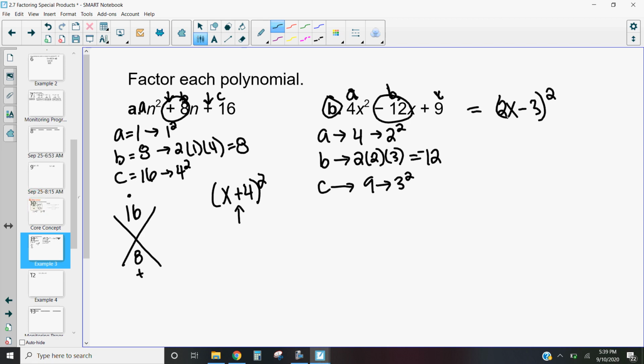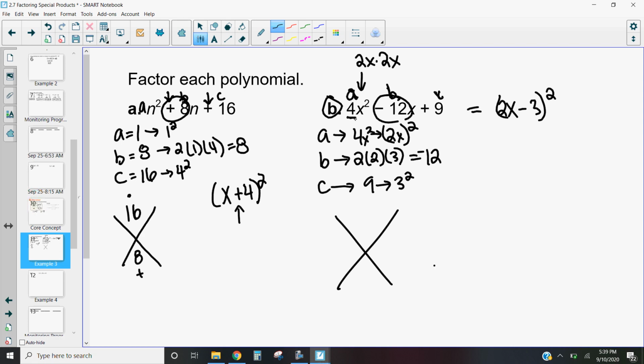2x minus 3 squared. Notice how our a goes there, because this really breaks down into 2x times 2x, right? So it's going to be our 2x minus 3. So 4x squared breaks down into that 2x squared. So that's how we would break it down. If we wanted to use that x method, we totally could on all of these.